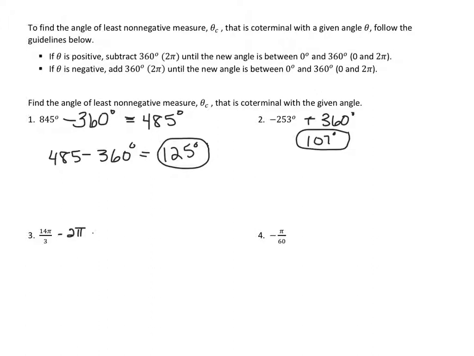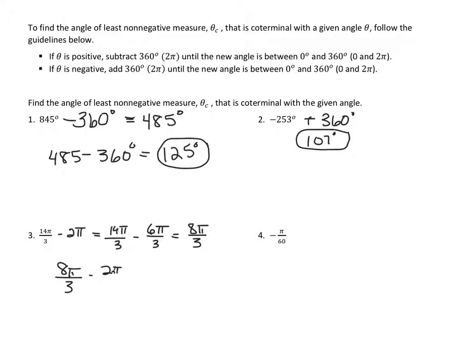Okay, so we have to convert this. Since we're subtracting fractions, we have to get a common denominator. So let's say 14 pi over 3. 2 pi, let's convert that, that would be 6 pi over 3. All right, so when we subtract that, what do we get? We get 8 pi over 3. Okay, and we're looking for the smallest positive angle. Remember, 2 pi is the same thing as 6 pi over 3, so we're still a little bit larger. So let's take 8 pi over 3, and let's subtract one more rotation.